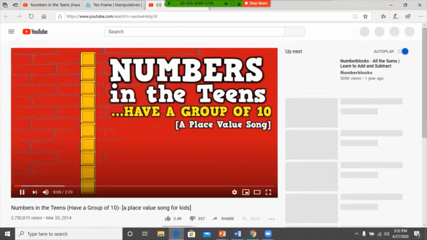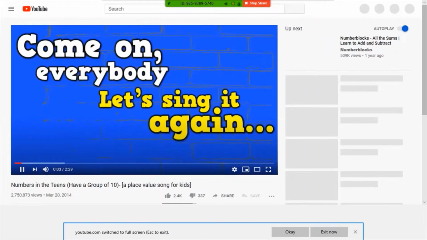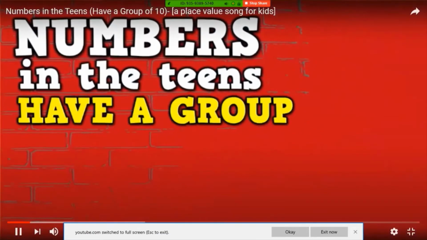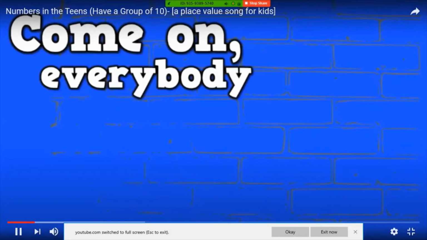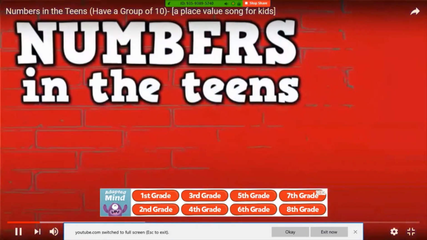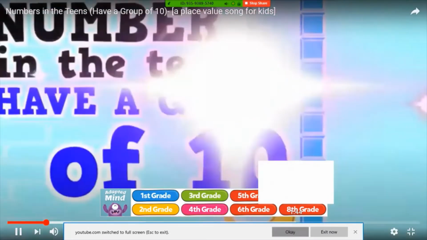Locating numbers with a group of 10. Come on, everybody, let's sing it again. Numbers in the teens have a group of 10.